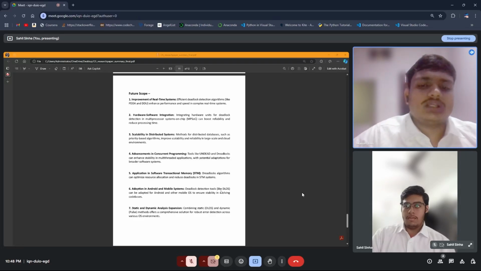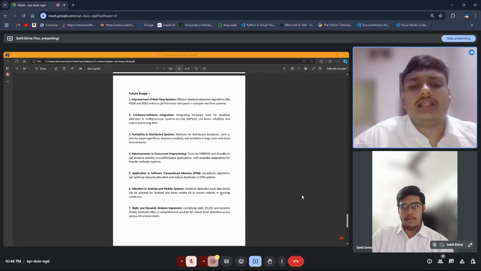Fifth, application in software transactional memory. Algorithms such as Dreadlock have potential application in STM systems, which should be further explored to minimize resource allocation and minimize deadlock in complex environments.